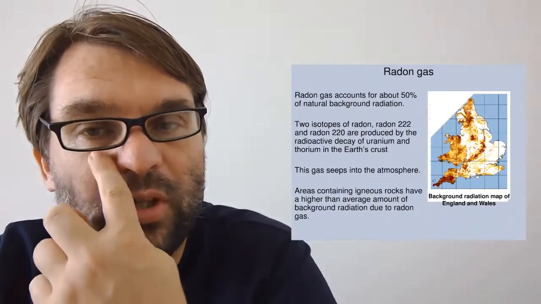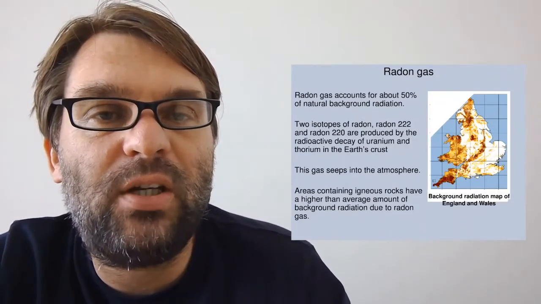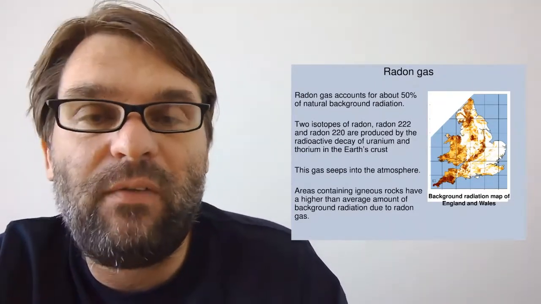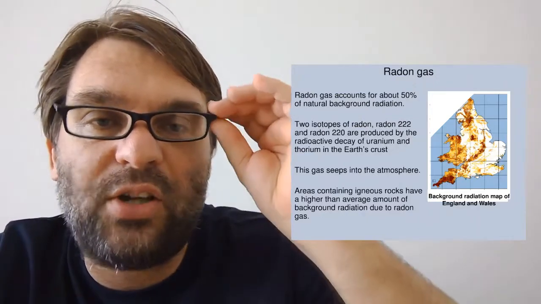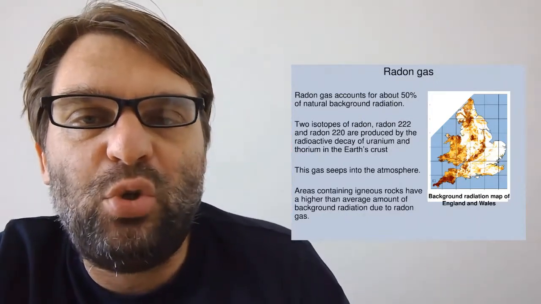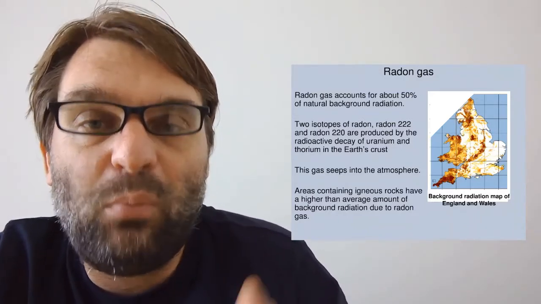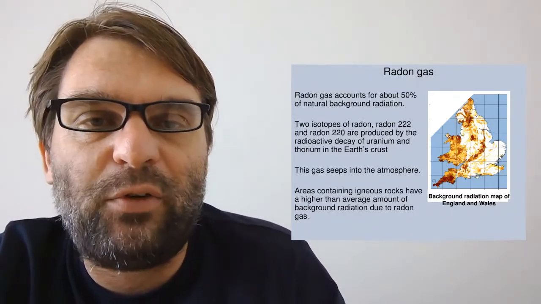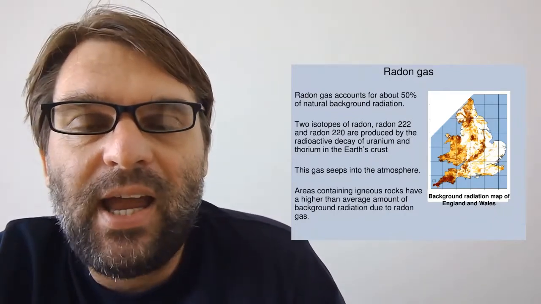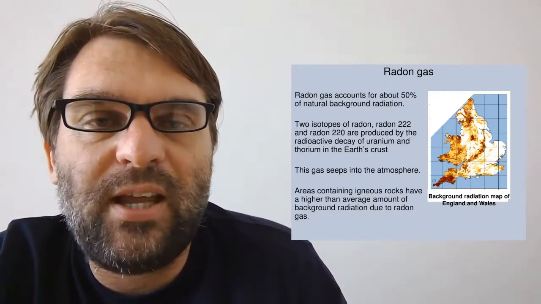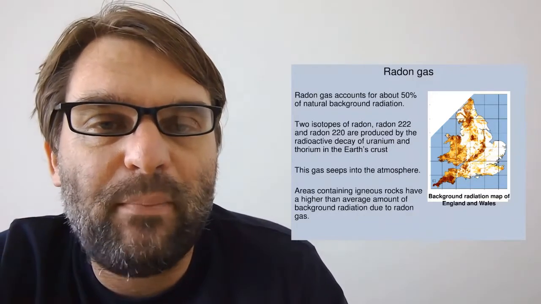Radon gas is also a source of background radiation. It's about 50% of the natural background radiation here on Earth. What happens is that two isotopes of radon, radon-222 and radon-220, are produced by the nuclear decay of uranium and thorium in the Earth's crust. Radon is a gas, which therefore seeps out into the atmosphere.